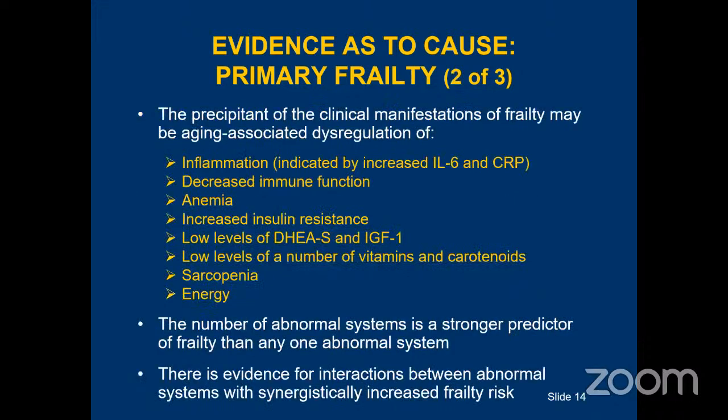The precipitant of the clinical manifestation of frailty might be aging-associated dysregulation of inflammation, decreased immune function, anemia, increased insulin resistance, and lower levels of DHEA, IGF-1, sarcopenia, energy, and so on. The number of abnormal systems is a stronger predictor of frailty than one abnormal system. As we said before, the number is the important point. There is evidence for interaction between abnormal systems with synergistically increased frailty risk.